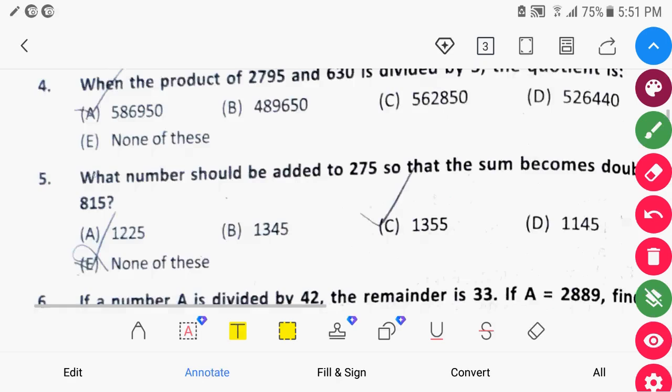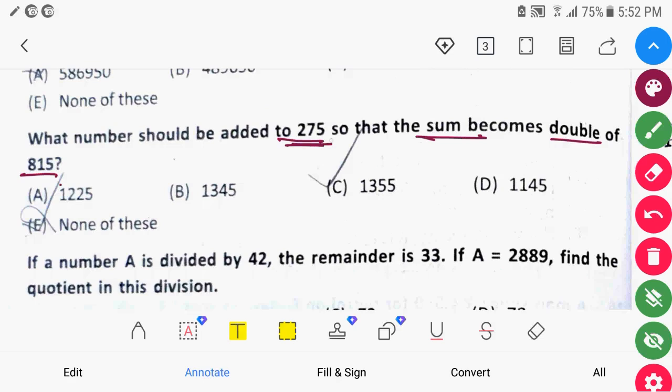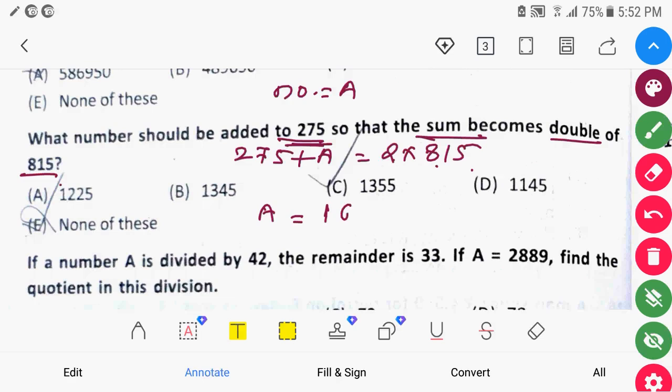Now what number should be added to 275 so that the sum becomes double of 815? Now see, we have to add some number to 275. That number we assume as A. Now A should be added to 275 so that the sum of both of them becomes double of 815, meaning 2 multiplied by 815. So A is equal to 815 multiplied by 2, which is 1630, and this 275 is in addition with this A, so it gets subtracted from 1630 so that we will get our answer.